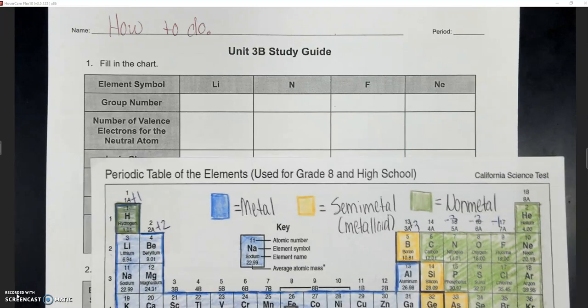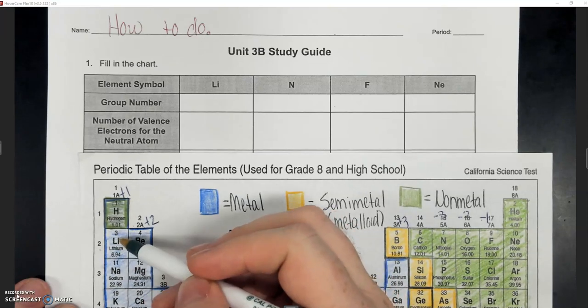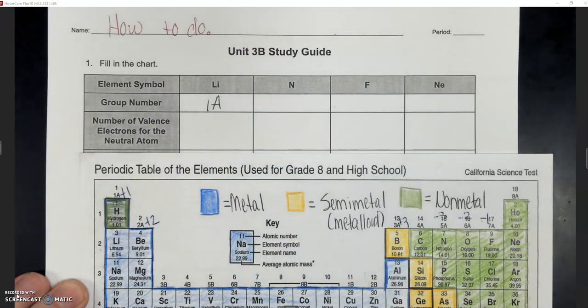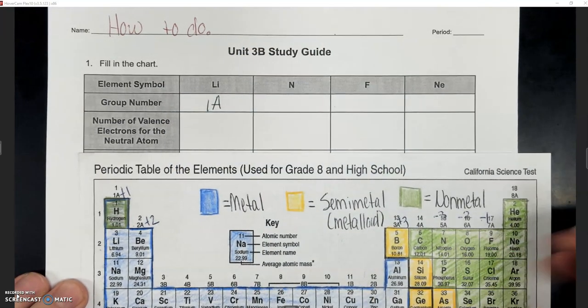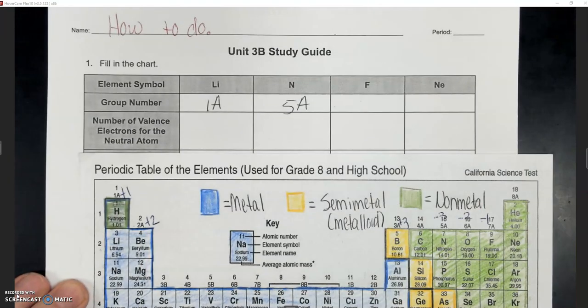So let's go ahead and pull out our periodic table here, and I'm going to do lithium and nitrogen for you. You'll do fluorine and neon on your own. Here's lithium. It's in group 1A, so we're going to say group 1A. Nitrogen, it's in group 5A, so you can say group 5A. And again, you'll do those two on your own.